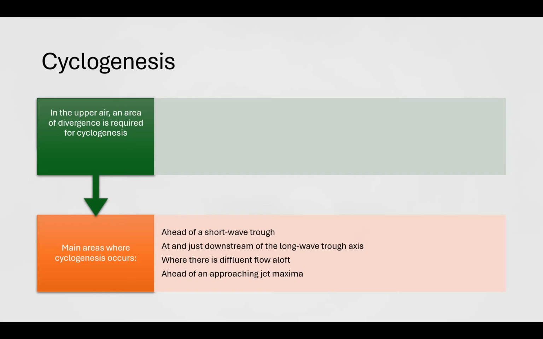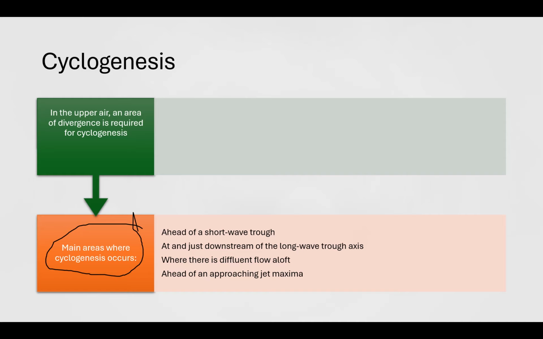The main areas where cyclogenesis occurs is going to be ahead of that shortwave trough because you have that positive vorticity advection, the PVA above that low, at and just downstream of the long wave trough axis, and where there is generally going to be diffluent flow aloft, height contours spreading further apart, and also ahead of an approaching jet maximum, that left front quadrant. So this right here, these are the areas. Let me draw this out for you now.